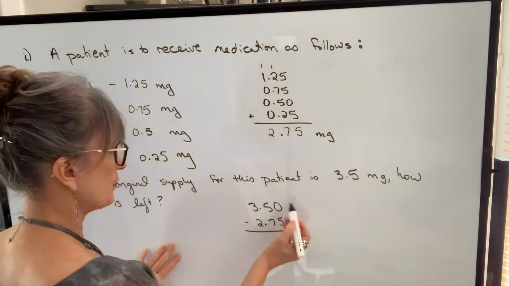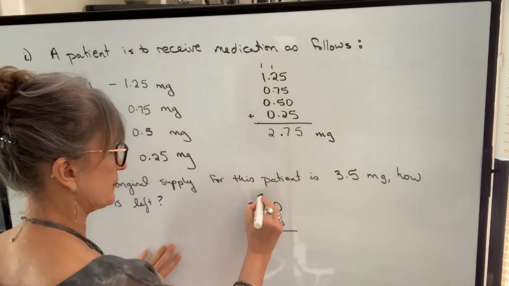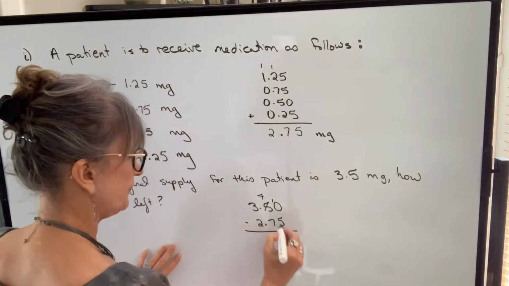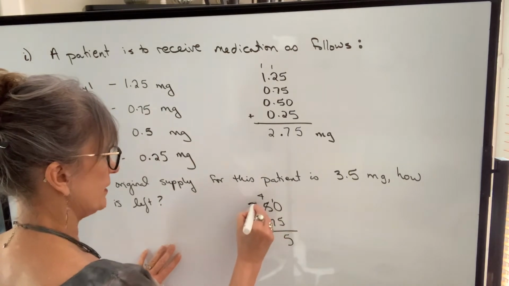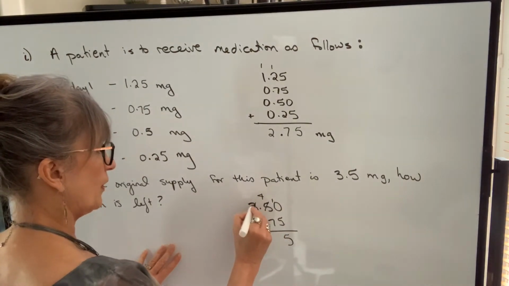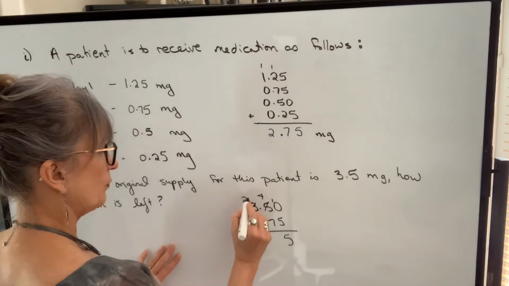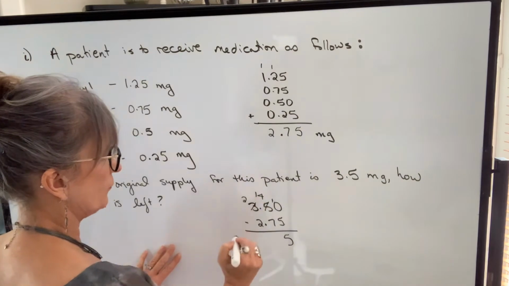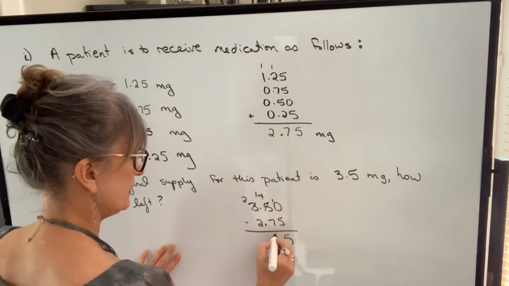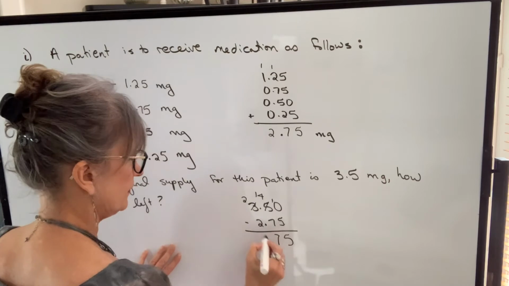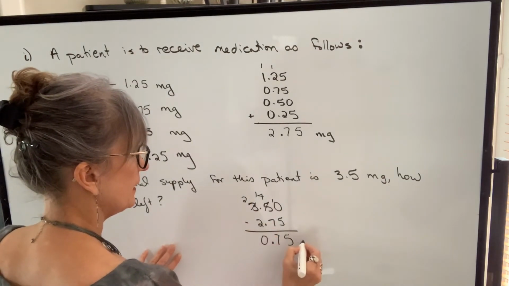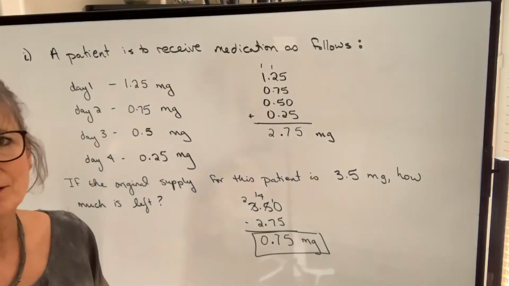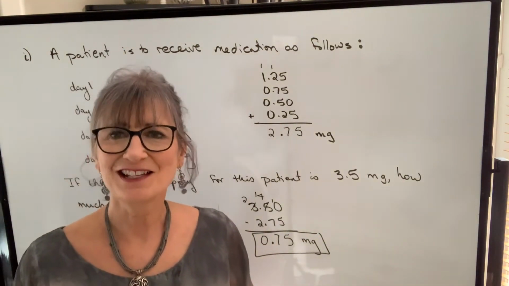We subtract 5 from 0, we can't, so we have to borrow from the 5, that becomes a 4, this becomes a 10, so 10 minus 5 is 5. 4 minus 7, we can't do that, so we need to borrow from the 3. When we borrow 1 from the 3, it becomes a 2. And when we borrow a 1, it becomes 10 tenths, which we add to the 4 becomes 14. So 14 minus 7 is 7. We put our decimal point there. 2 minus 2 is 0. So the amount we have left is 0.75 milligrams. Let's try some more.